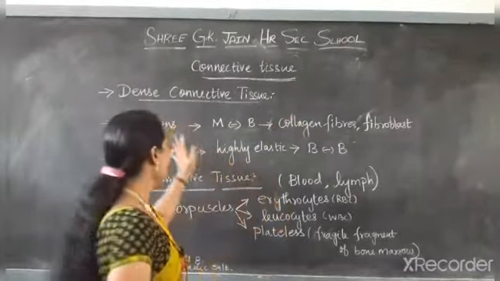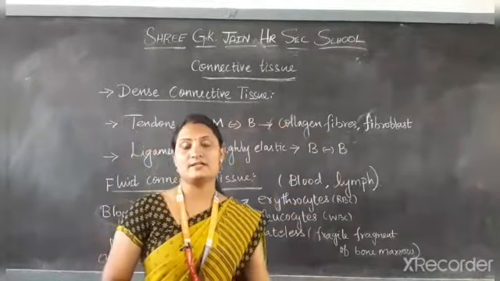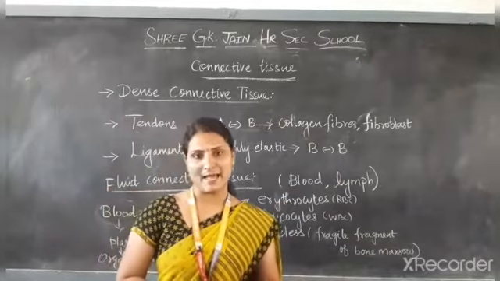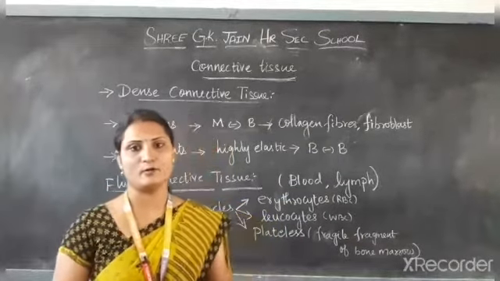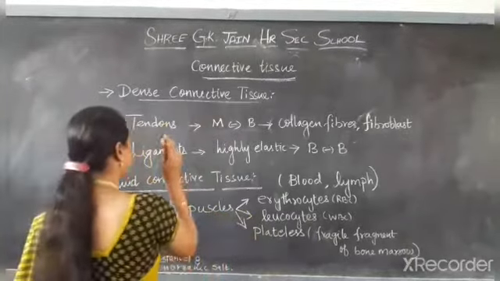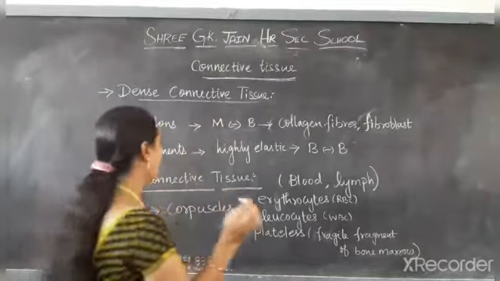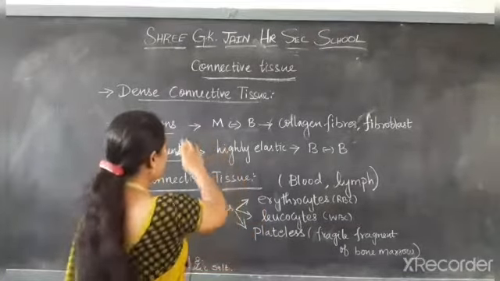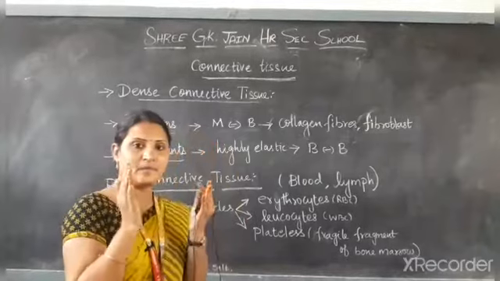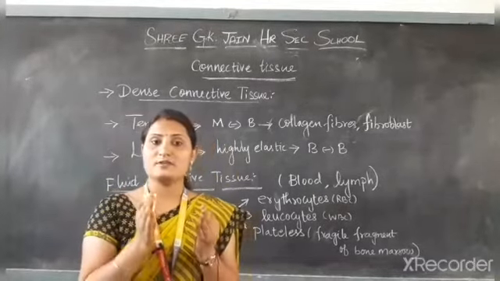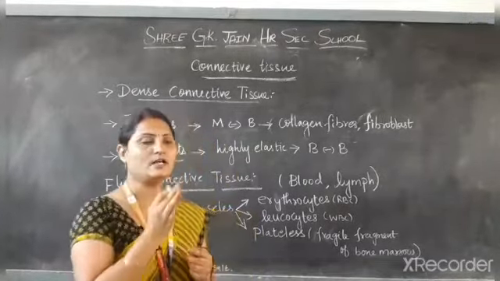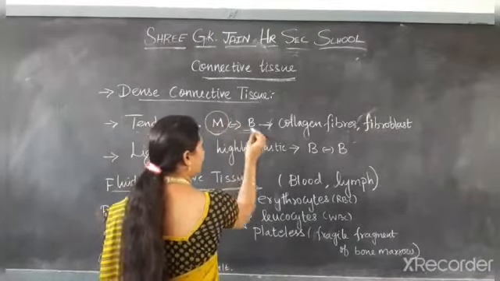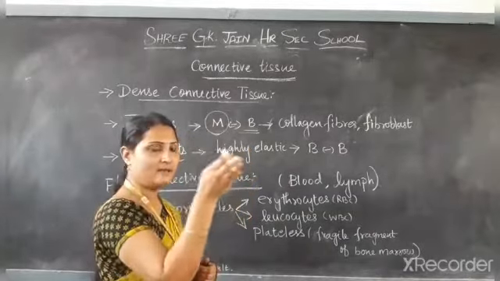So what is meant by dense connective tissues? The dense connective tissues are composed of fibers and fibroblasts. They are bundles of fibers and fibroblasts. The main components of the dense connective tissues are tendons and ligaments. The tendon is a cord-like structure which connects skeletal muscle to the bone. It acts as a bridge between muscle and bones.